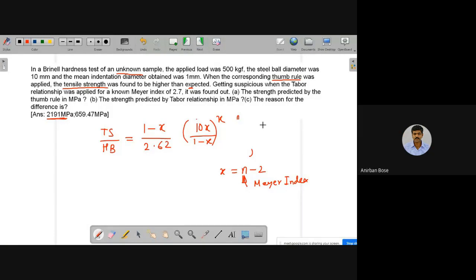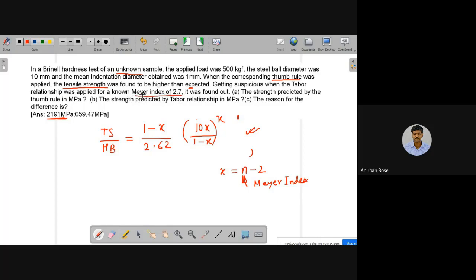Yes, the Tabor relationship was not there in the last video, but in the last class I mentioned that you can use this particular formula if the sample is a non-steel sample. In those cases, this is how to find the relationship between the Brinell hardness number and the tensile strength.